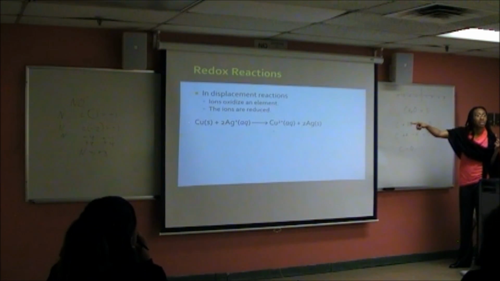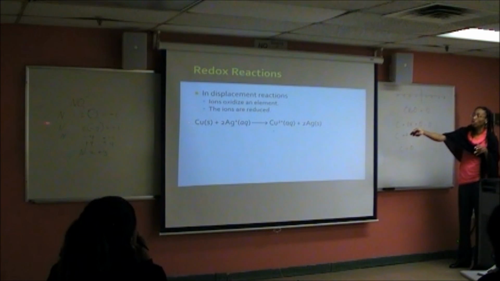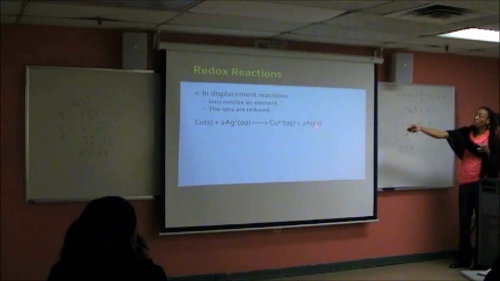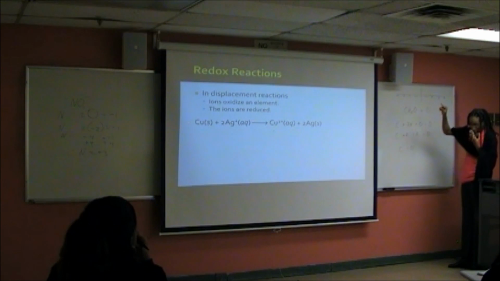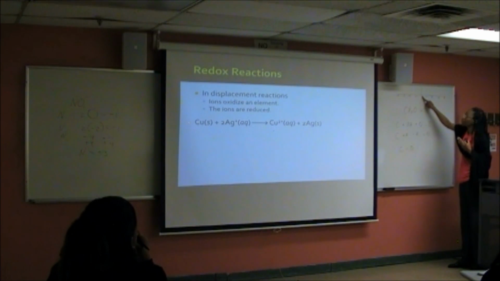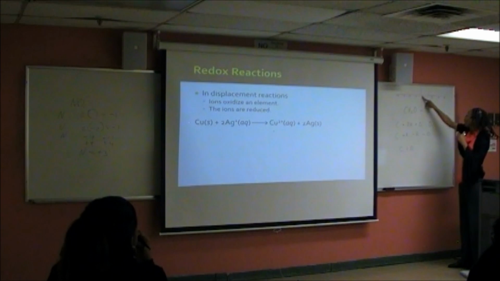That's exactly what it did. It took the electron from copper, and now it's neutral. Where is copper on the charge chart? Neutral at 0. Where does it end up? At +2.